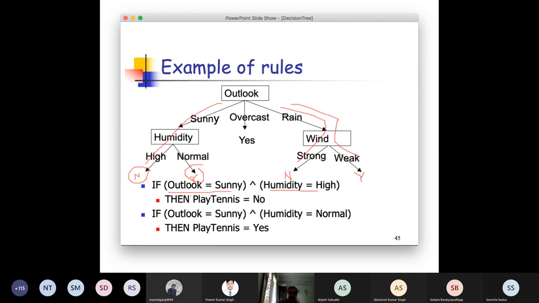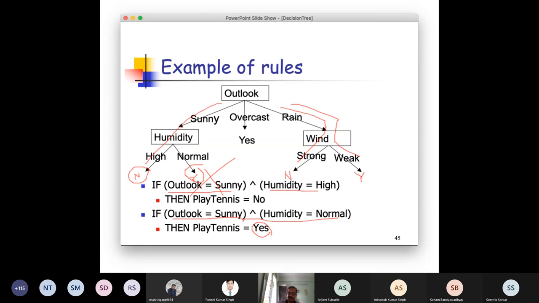Suppose I prune this. Instead of applying a decision tree based classifier, if I ask to apply just rules, what I will do, given a training example, is consider each rule. This is the antecedent part, and this is the consequent part of a rule. So wherever the antecedent part is satisfied, I will use the consequent part for labeling, for predicting.